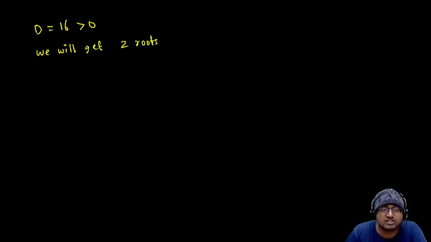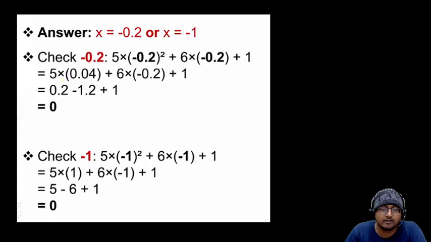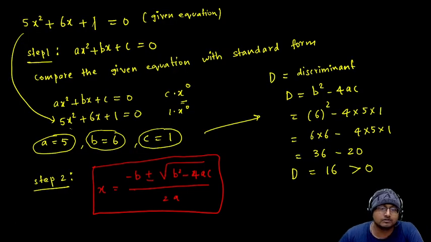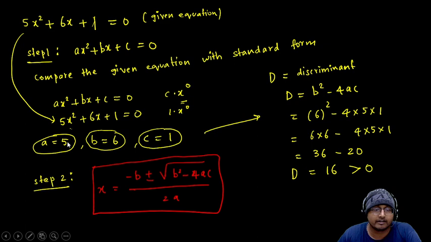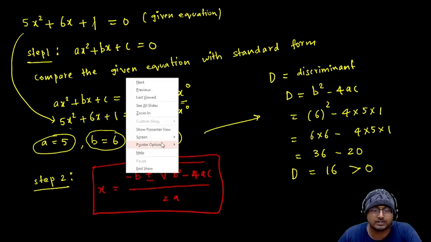So what we got? Discriminant is equal to 16, which is greater than 0. So what is the nature of the roots? We will get two roots which are real. Two real roots we will get. So we will substitute: a is equal to 5, b is equal to 6 and c is equal to 1.